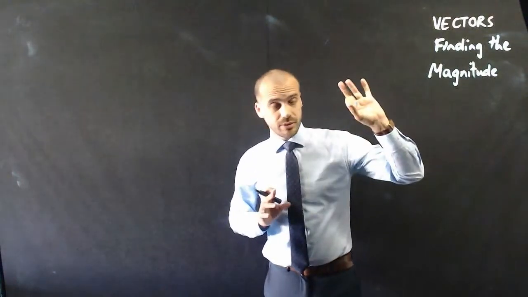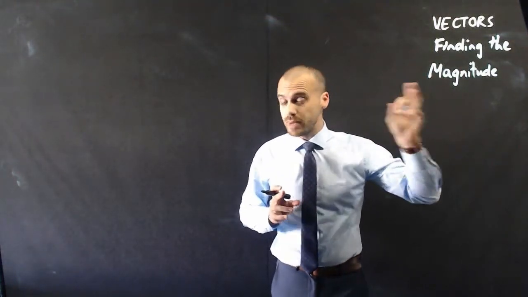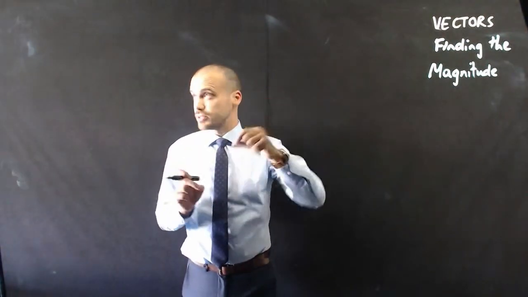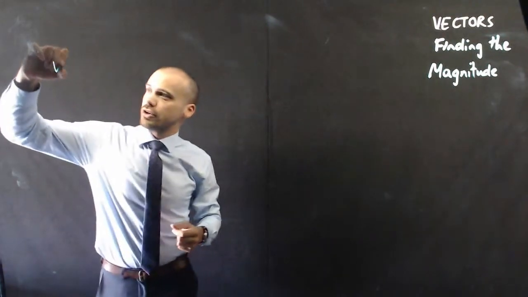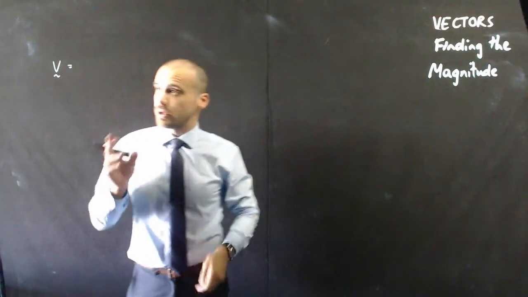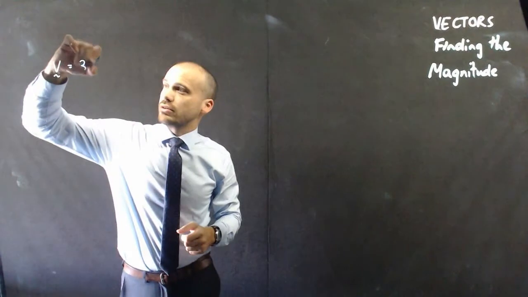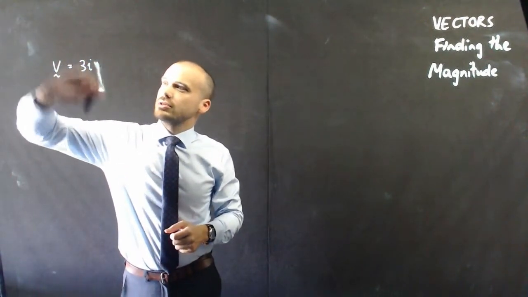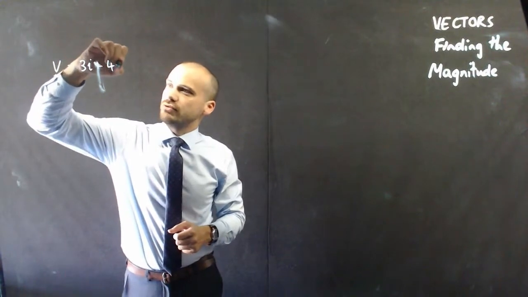Alright, so this time we're going to be looking at vectors. We're going to be finding the magnitude of a vector, the length of a vector. So, let me show you. Here we've got vector v, and I'm going to write it in component form. So I'm going to say that it's equal to 3i, no, let's do a negative. Let's do 3i minus 4j.